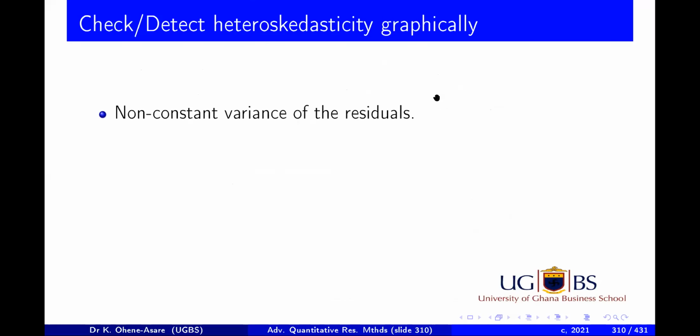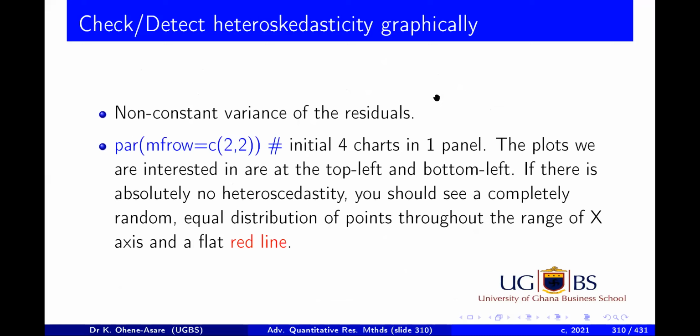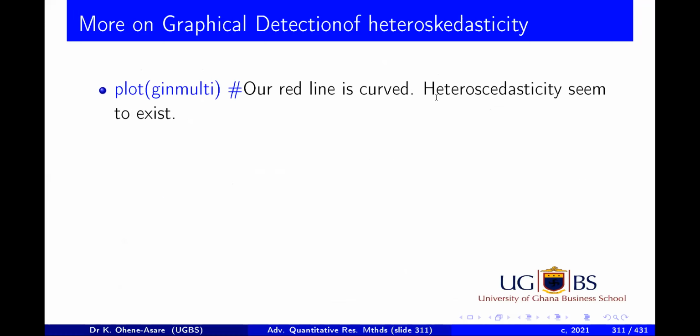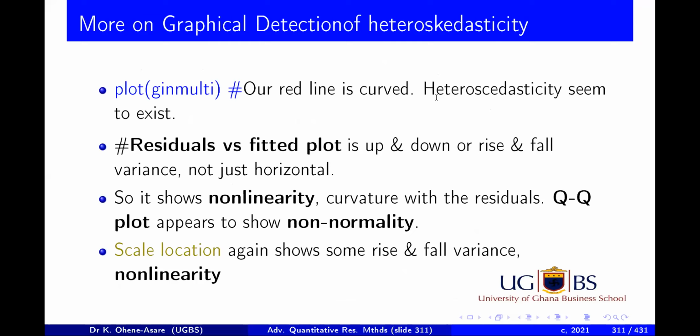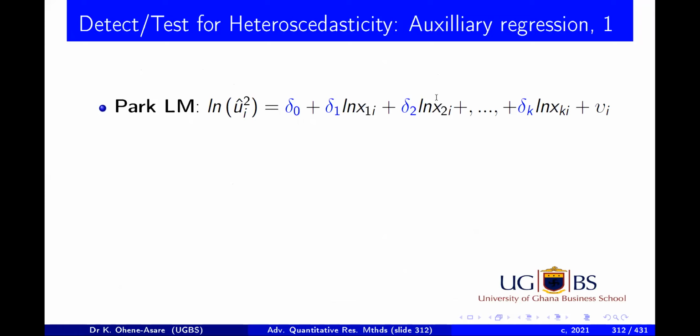Now, how do you check? We've indicated that you check graphically. And so we showed some graphs. We plotted these graphs that you see on your screen. We used the residual versus the fitted plots. We showed the non-linearity, non-normality, the scale location, and all of that. We were able to show most of this. Then we mentioned the several tests for heteroscedasticity. So there are several tests for undertaking heteroscedasticity.